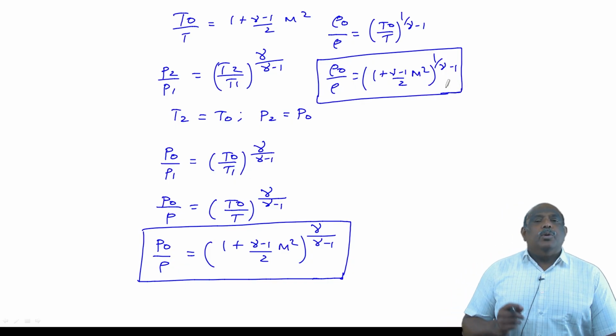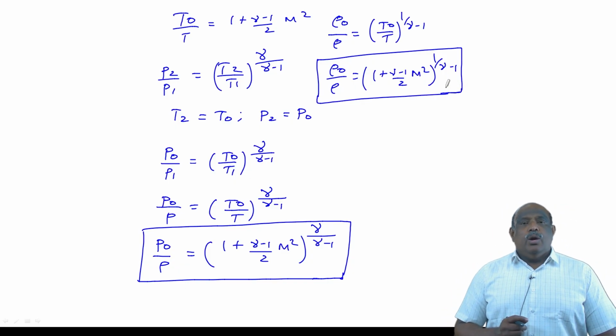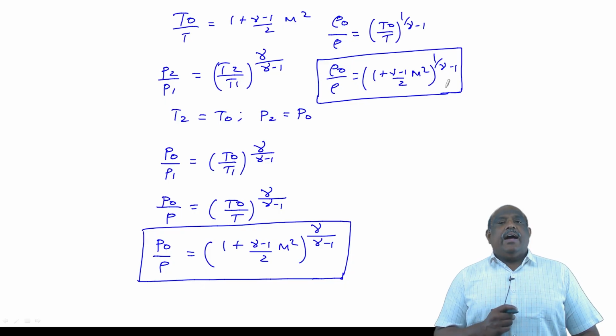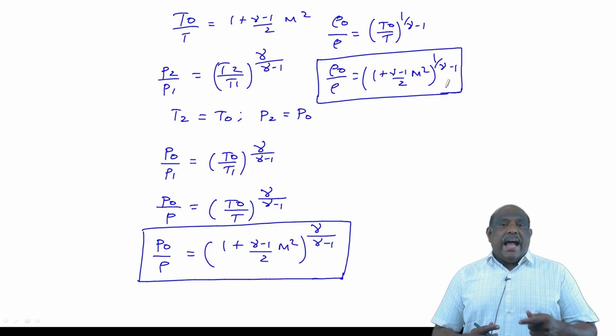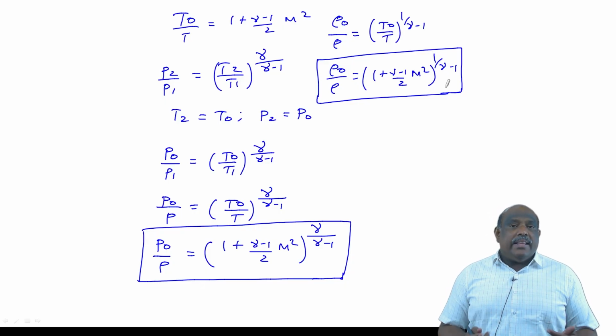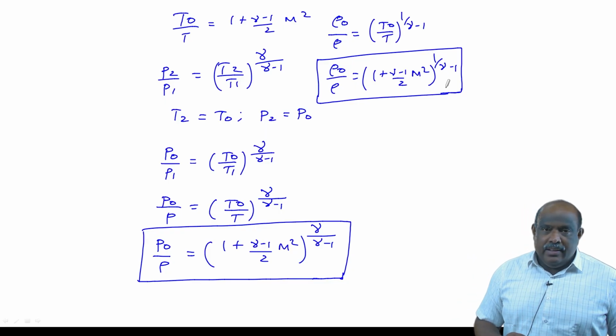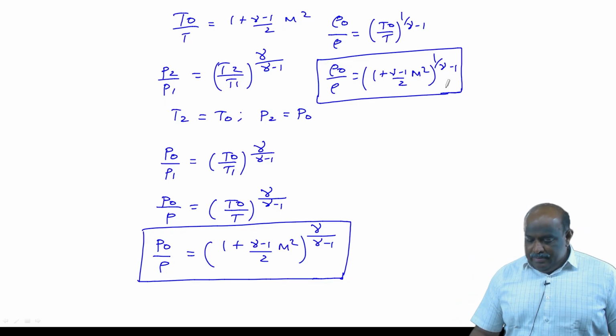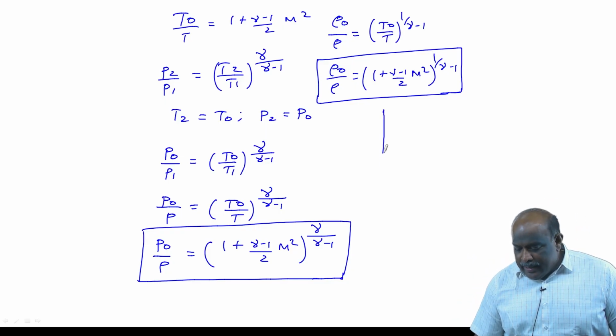Now, I told you at the beginning of the session why, for arriving at stagnation pressure, the flow should be isentropically decelerated rather than adiabatically decelerated. I will come to that point now. I will try to draw a TS diagram.